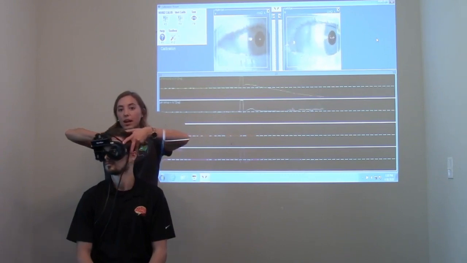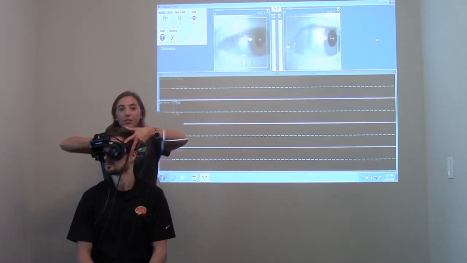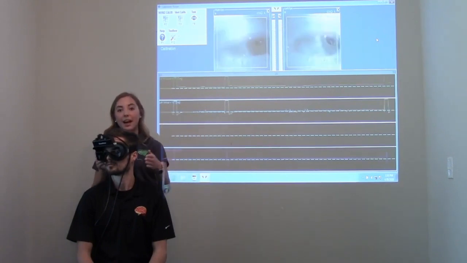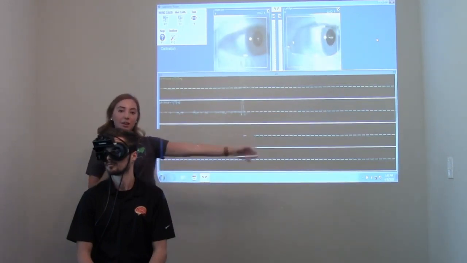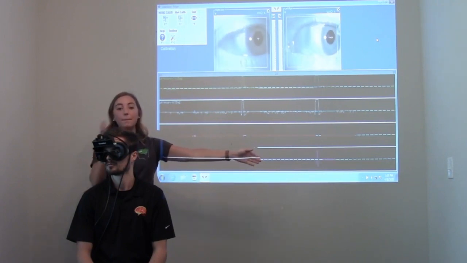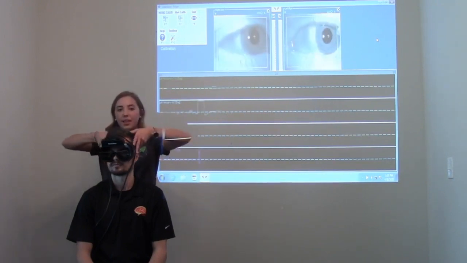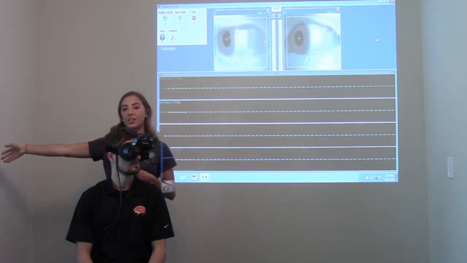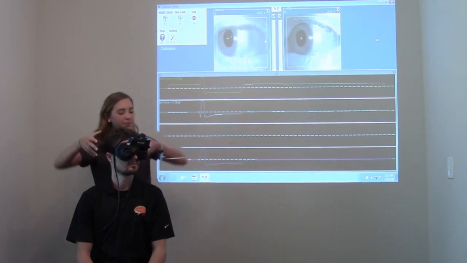When we move our head in the right horizontal canal, you can see that Rope's eyes went to the left. So he's activating his left lateral rectus and his right medial rectus. And same thing when we bring him into his left horizontal canal, we're using the lateral rectus on the right and the medial rectus on the left again.